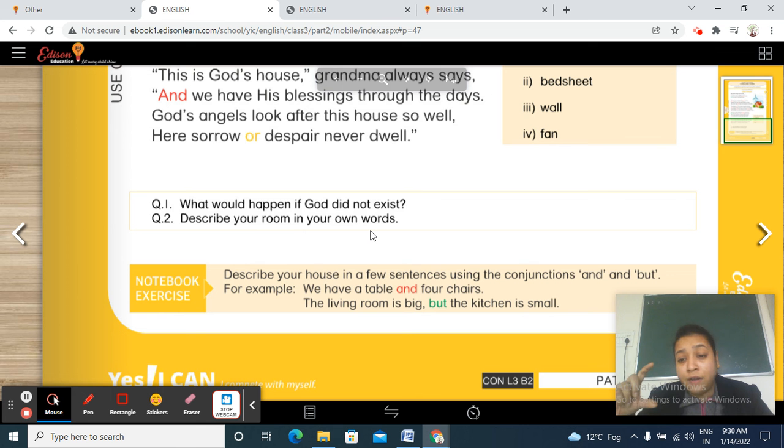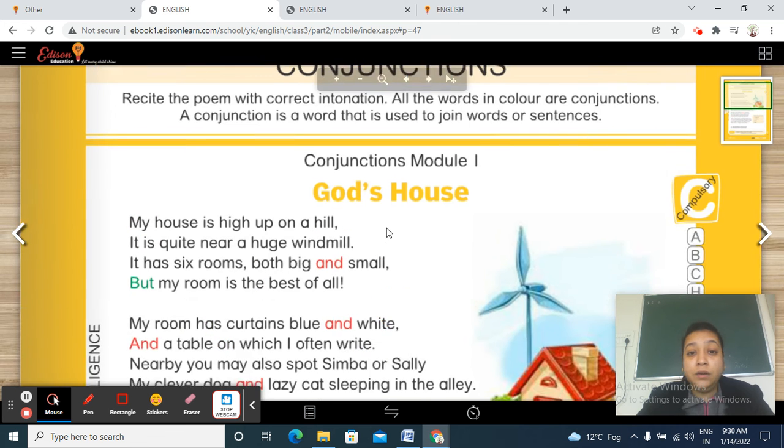Write a short paragraph on this. You can write around 5 to 6 lines, okay, in the paragraph form. Then describe your house in a few sentences using the conjunction "and" "but". So the count of the sentences is 10: 5 sentences using "and" and 5 sentences using "but". Getting this point? Any confusion in the work? Okay, so complete your work.